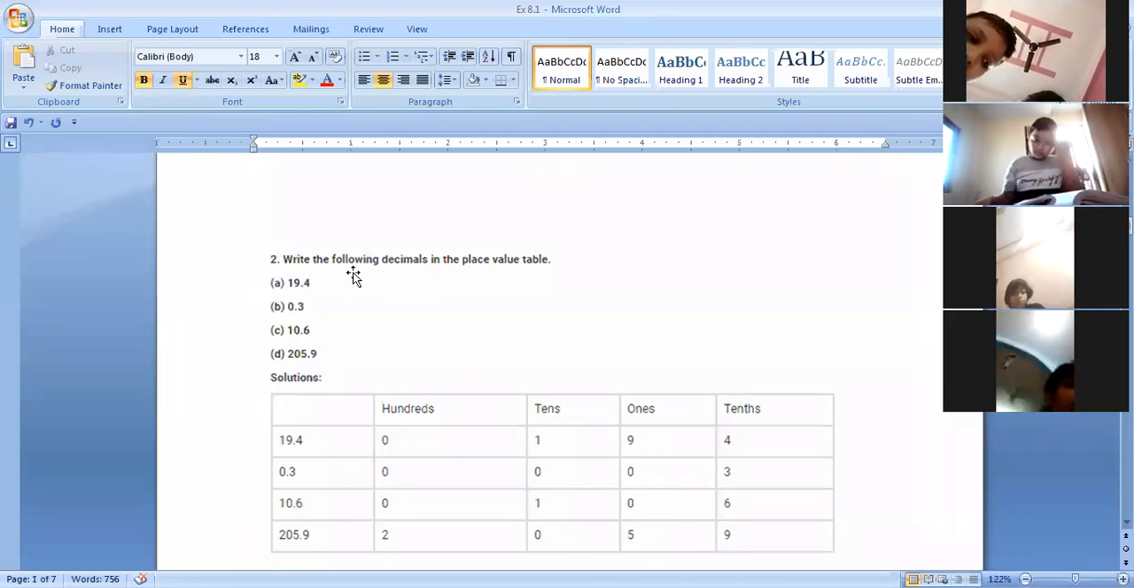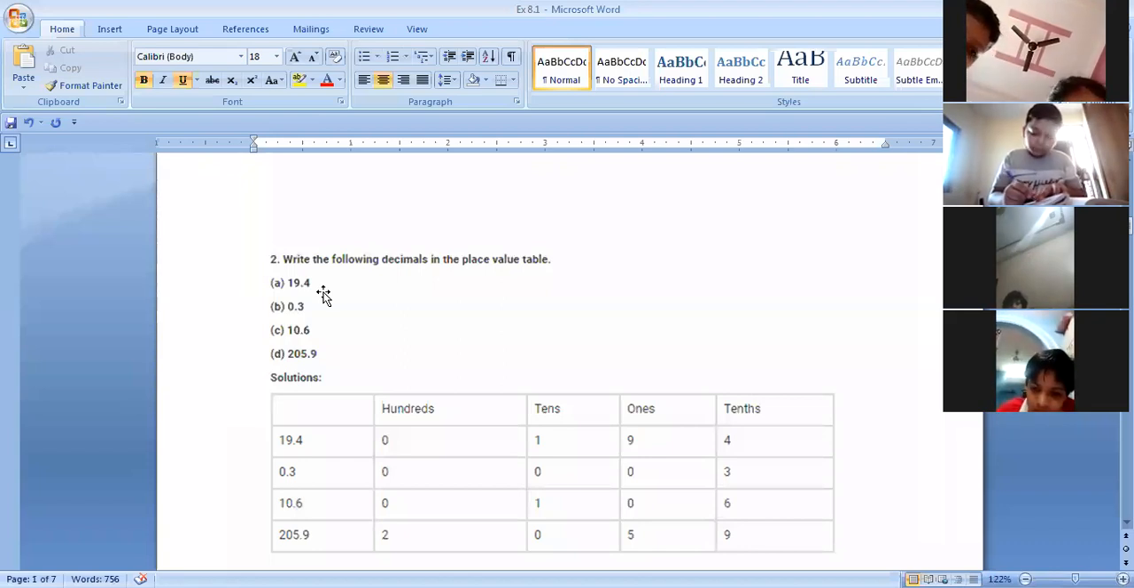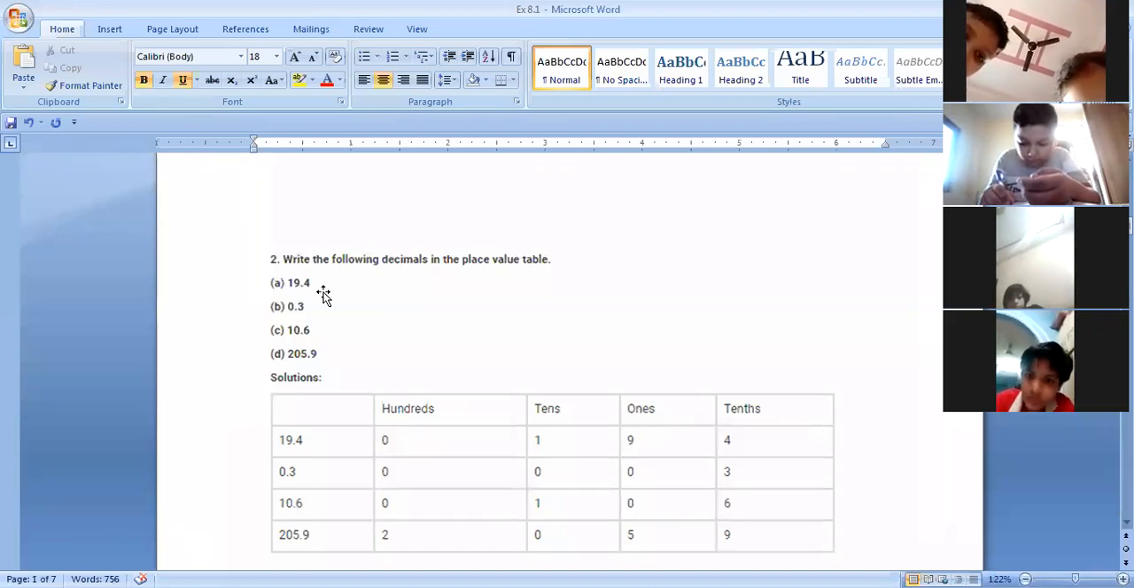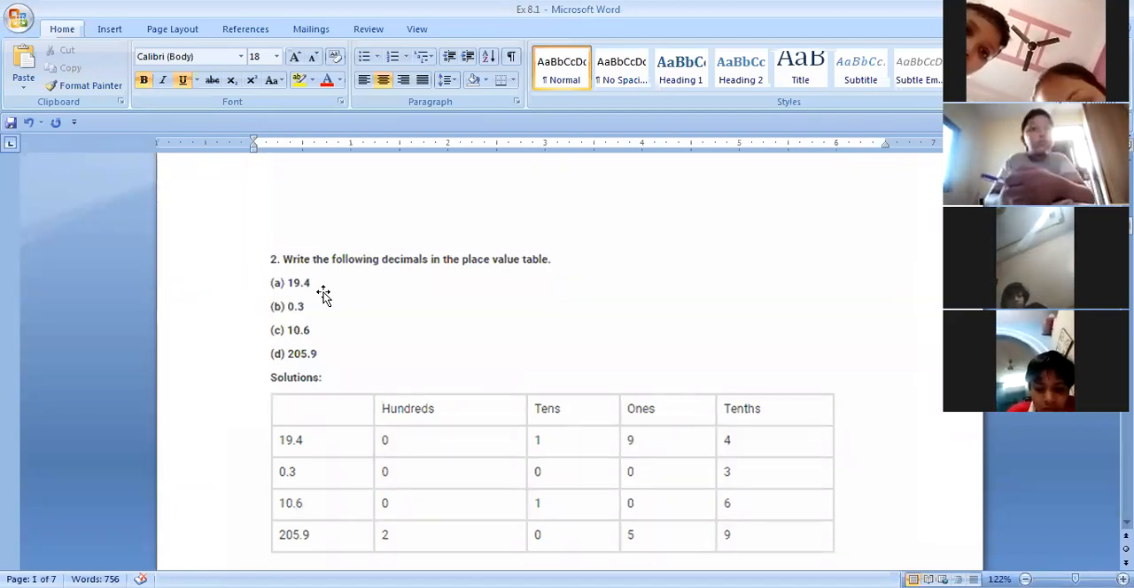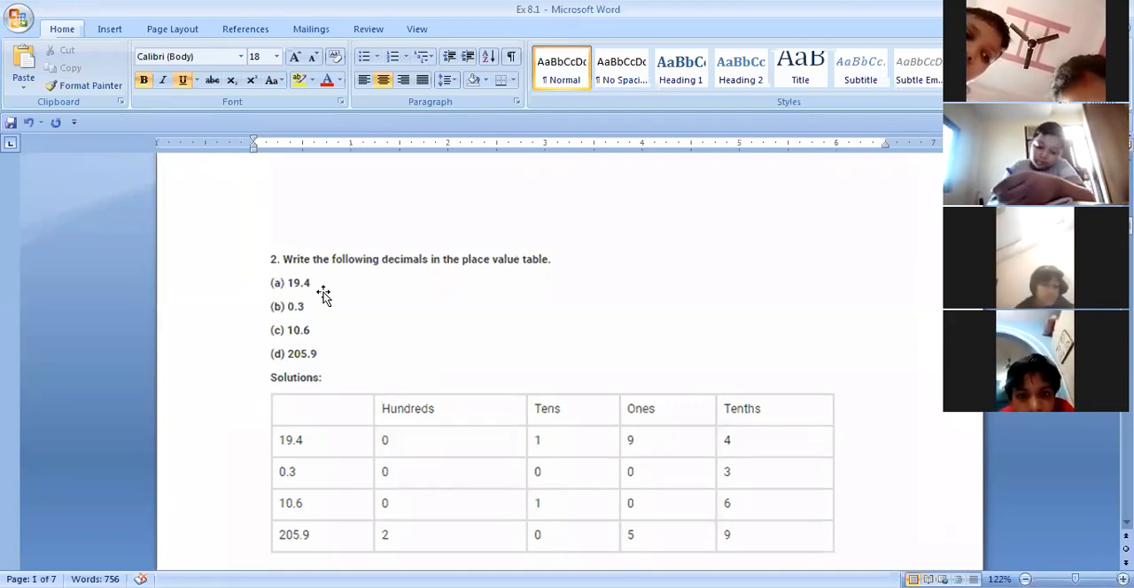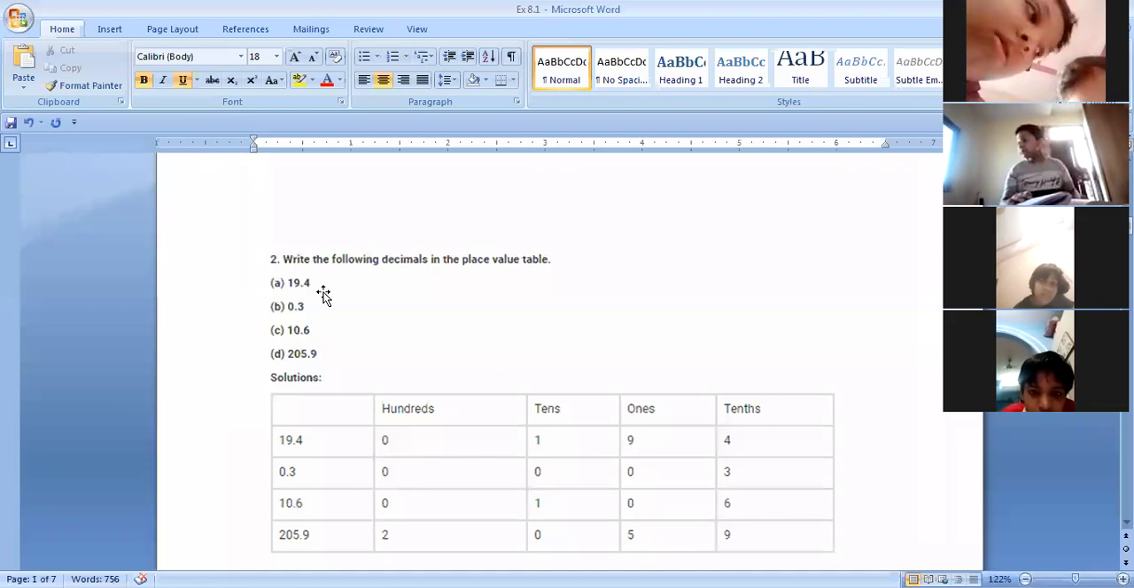And 4 is at the tenths place, because after the decimal, the first place is called the tenths place. After the decimal, the first place is known as the tenths place. So at the tenths place, 4 is given. So it will be 19.4, like that. So make a table, all of you. As you can see in the B part, 0.3 is given. So after the decimal, only one digit is given. That means 3 will be at the tenths place. Clear?